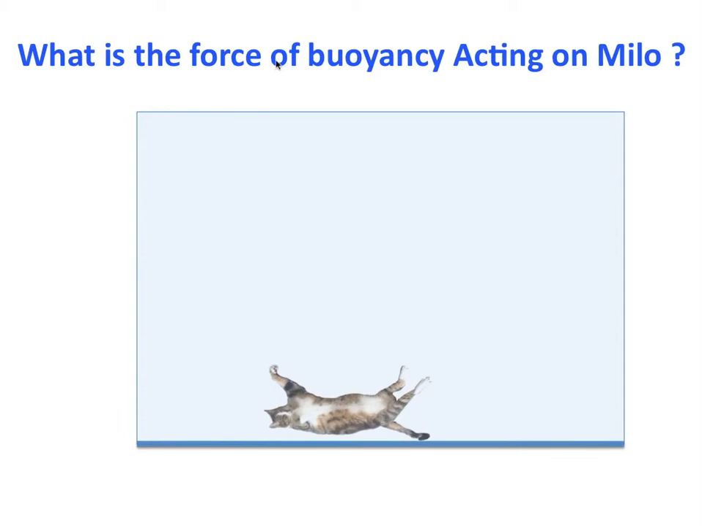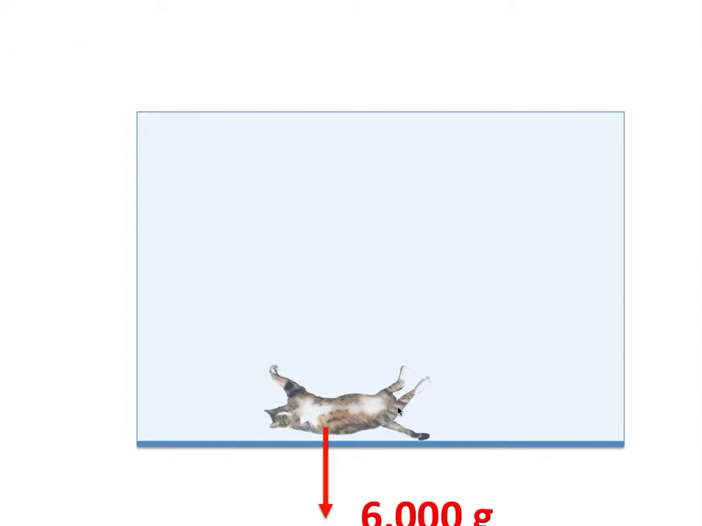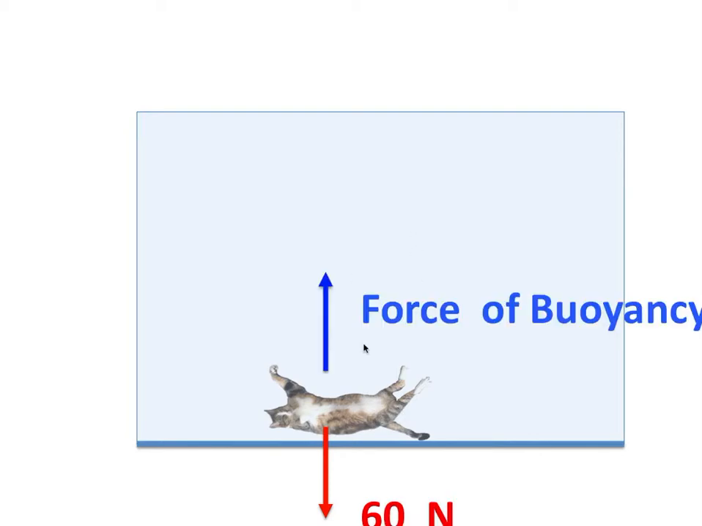So what is the force of buoyancy acting on Milo? Is there any force of buoyancy? Well, a lot of people think no, there isn't, but yes, there is, because now he's displacing the entire volume of the body. And so it's 6,000 grams down, because that's his new weight, or I could say 6 kilograms or 60 newtons. But what's the force of buoyancy going up? Remember, the force of buoyancy is equal to the weight of the water displaced.